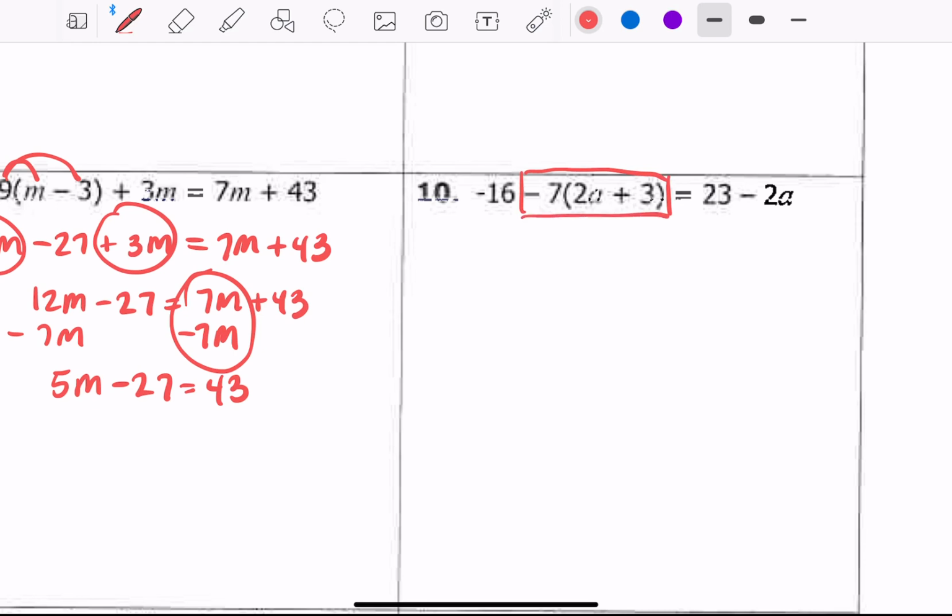So this section of the left side is what you're going to work on first. So this minus 16 is going to just come down. You're going to multiply negative 7 times 2 to get negative 14a. You're going to multiply negative 7 times positive 3 to get minus 21. And you're just going to bring down the right side of the equation.